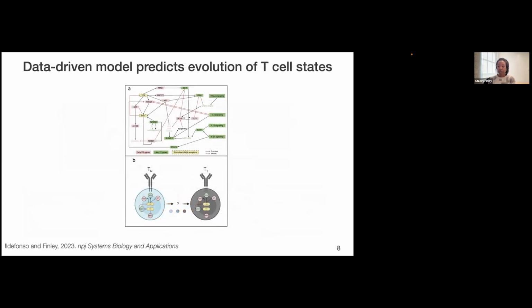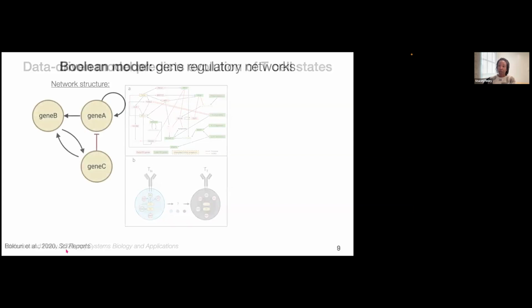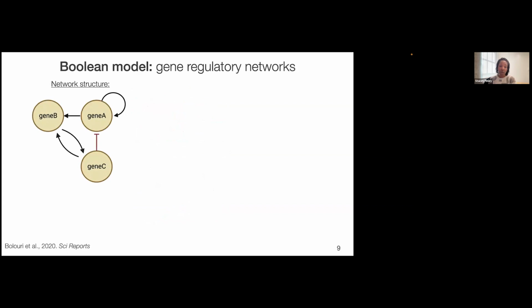This is all work in a paper that we published towards the end of last year, where we have this data-driven mathematical model that predicts the evolution of T cell states. The kind of model that we're using is called a Boolean model. This is a nice way to represent gene regulatory networks because it allows us to account for the expression of a gene either being on or off, so 0 or 1. The premise here is that it allows us to account for the switch-like behavior during regulation of T cell functional states. So I'd like to give you a little bit of an introduction to Boolean modeling, and then we'll go into how we're using it in this particular project.